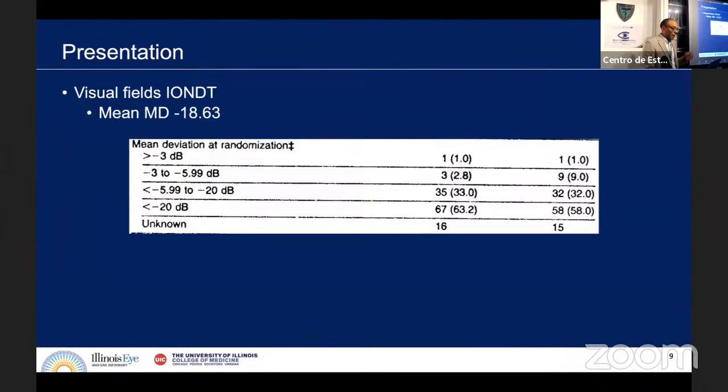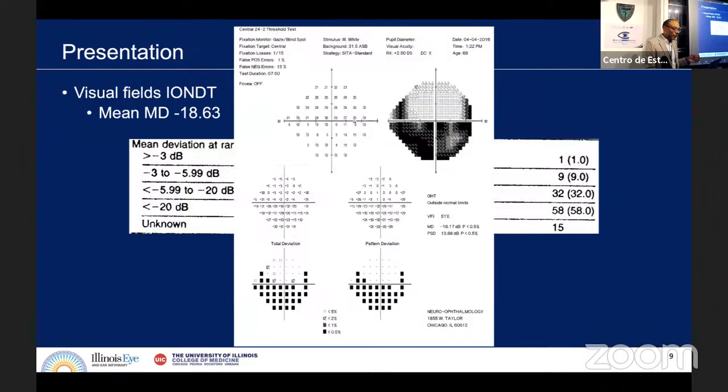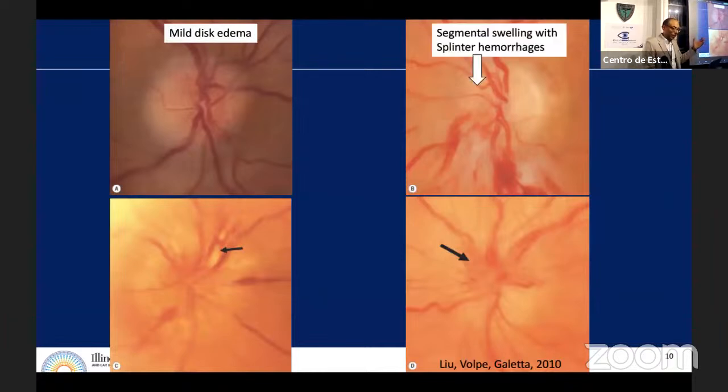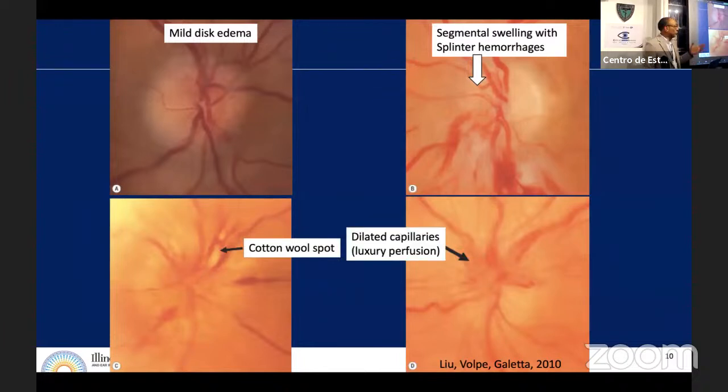And the mean deviation, however, was about -18. And it tends to be an altitudinal defect, but it really can be any variation of these. The nerve can look a lot of different ways. You have mild disc edema. You can have segmental disc edema with hemorrhages, cotton wool spots, and luxury perfusion. So all of these are signs of an ischemic process.